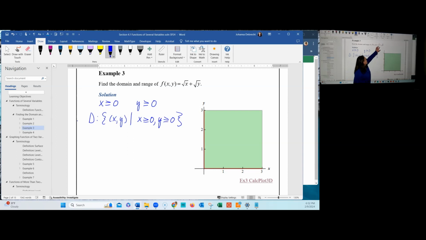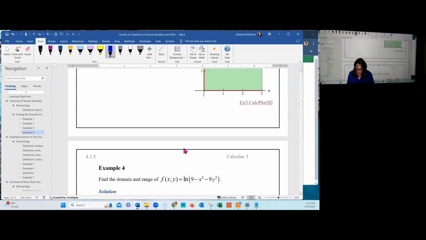In this case, x increases without bound to the right, so the square root of x goes to infinity. Y increases without bound up, which means the square root of y increases to infinity. So again, we need to look at the minimum and the maximum. The maximum is going to infinity, since infinity plus infinity is still infinity. But the minimum value I can get out of a positive square root is 0. So my range is similar to the last one, 0 to infinity.